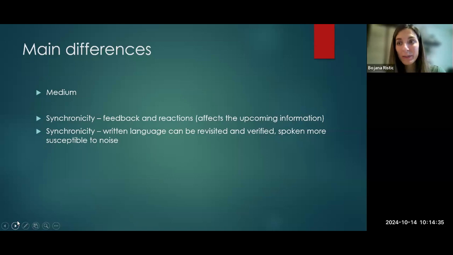In written communication, we don't have that, right? And also noise, such as psychological noise. For example, if you lose attention just for a brief second, you might miss a couple of words or even a sentence, which doesn't happen with written communication. So all these are the differences between these two.